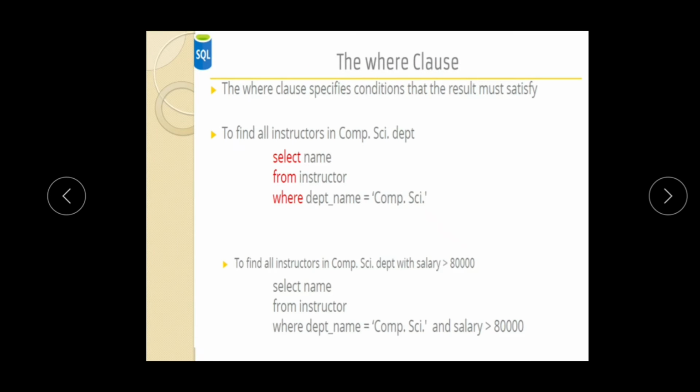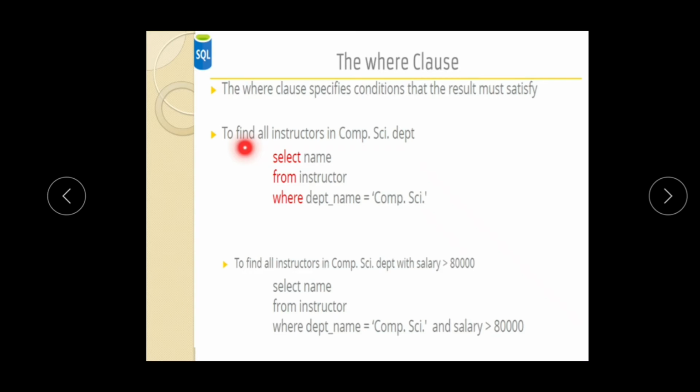Where clause. The where clause is used to select a particular row or a particular tuple from the relation. In order to specify a particular row or tuple, we specify a particular condition. That condition is specified in this where clause. So the where clause specifies the condition that the result must satisfy.